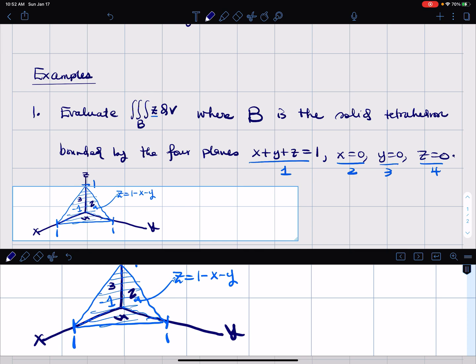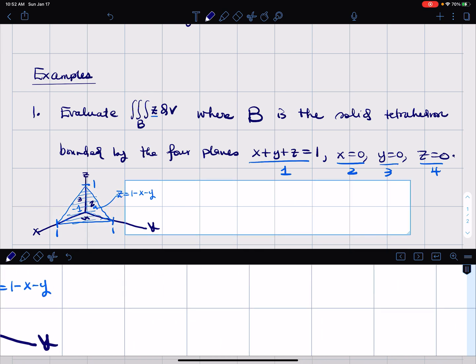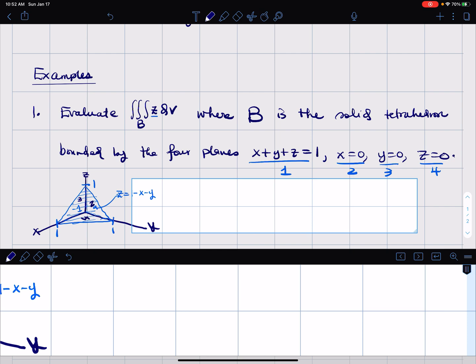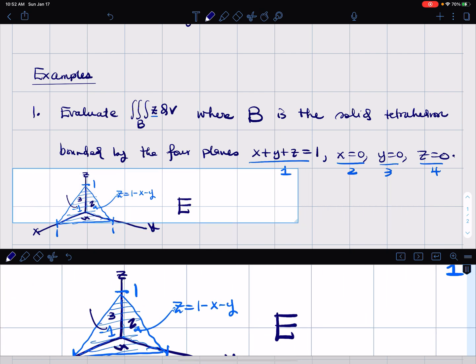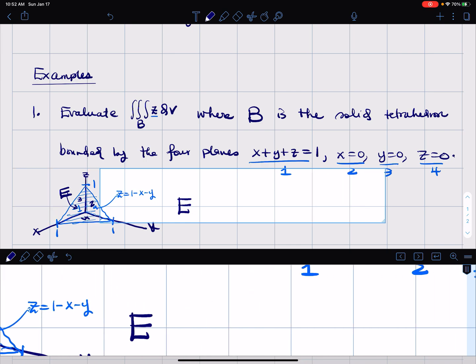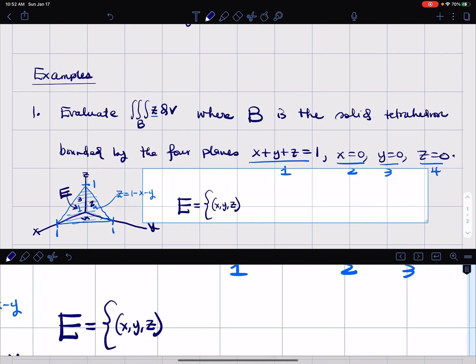All right. So let's look at this. This is our E, the region E. This triangular tetrahedron, 4 faces, is E, a set of points X, Y, Z. Now, we're going to first of all describe the Z part of this equation.